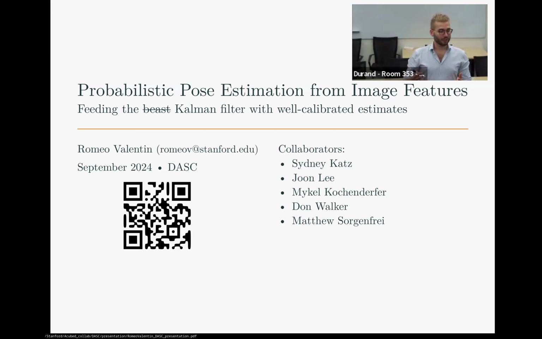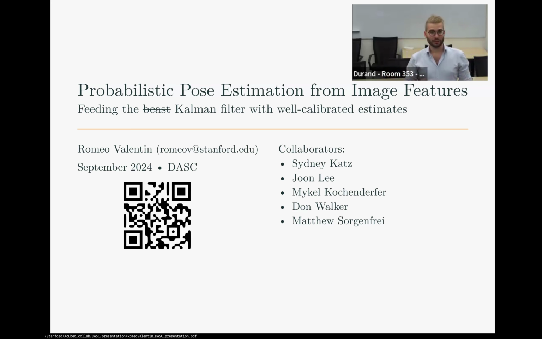Today we're going to present a paper that we recently published to DASC 2024 on probabilistic pose estimation from image features. So today's talk is really going to be interesting for anybody who does state estimation, or in particular pose estimation, given measurements under uncertainty of any kind. It's going to be interesting to people who do any type of image processing, getting your parameters, getting your state from image features, let's say.